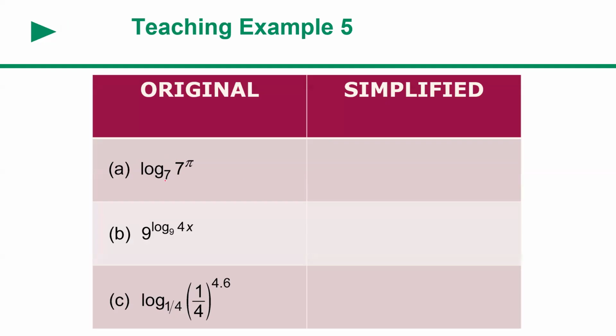So starting off here, we have log base 7 of 7 to the pi. Pi, because the base of your log and your argument base are the same. So it's just going to be pi. It would just be 4x because the base of your exponent and the base of your log are the same. And then here again, even though it's a fraction, fractions are our friends, the rules still apply to them. It's just going to be 4.6. So do we see how the identity property works?